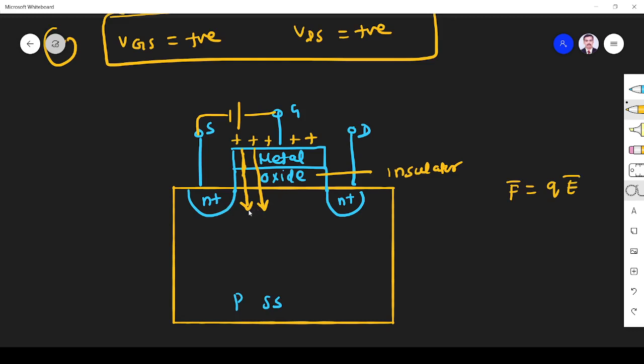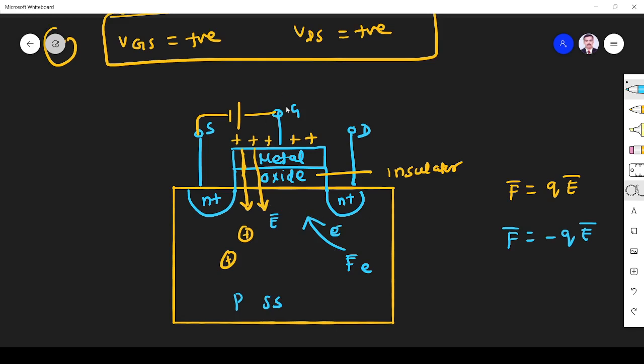So they will push the positive charge carriers away from this region. At the same time, the force for negative charge carriers will be opposite to the electric field. The electric field is in this direction, so the force on the electrons will be in the opposite direction. This force will push the electrons towards this region.